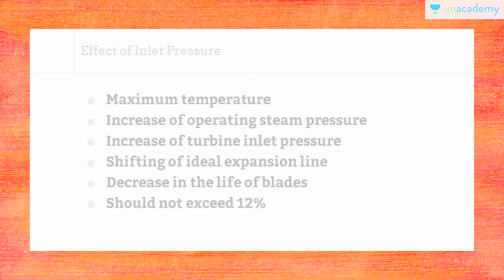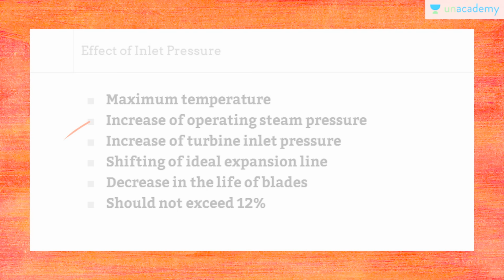Moving on to the effect of inlet pressure. The maximum temperature of steam that can be used is fixed from metallurgical considerations, that is, the materials used for manufacture of components which are subjected to high pressure and high temperature steam, like the superheaters, valves, etc. This is called the metallurgical limit. So what are the effects of inlet pressure?